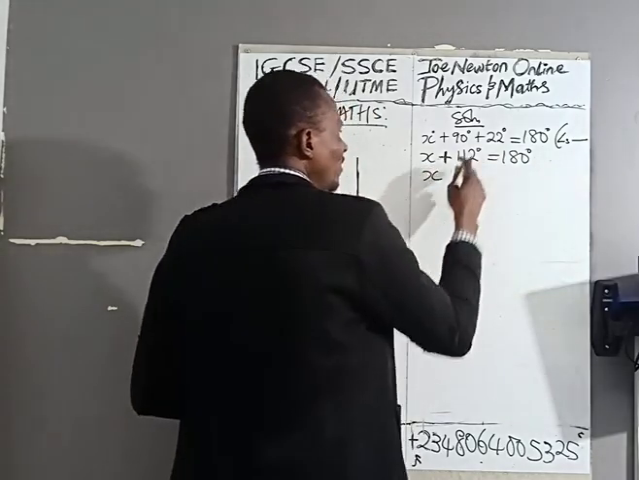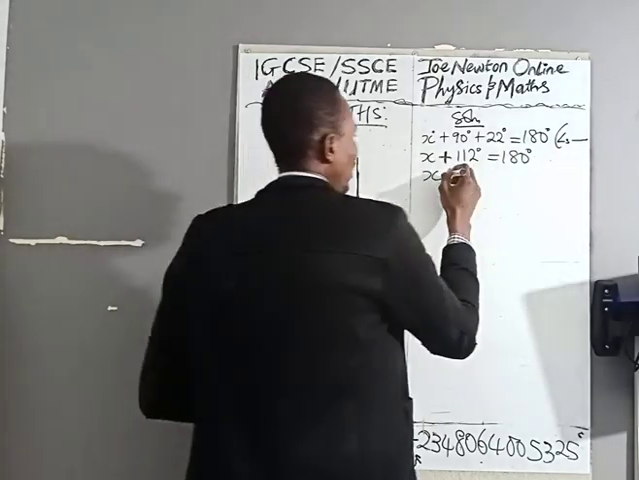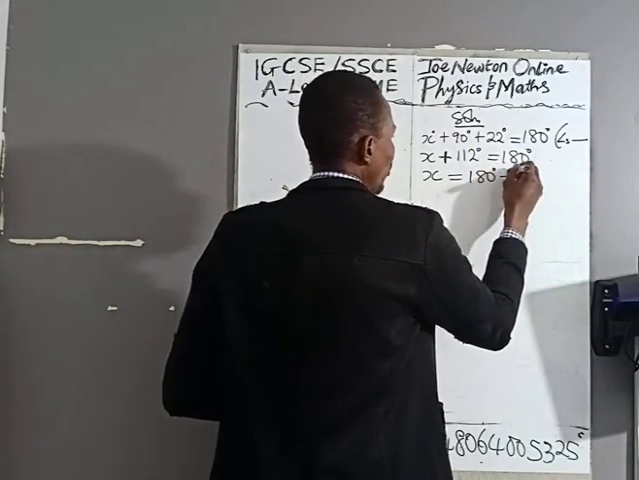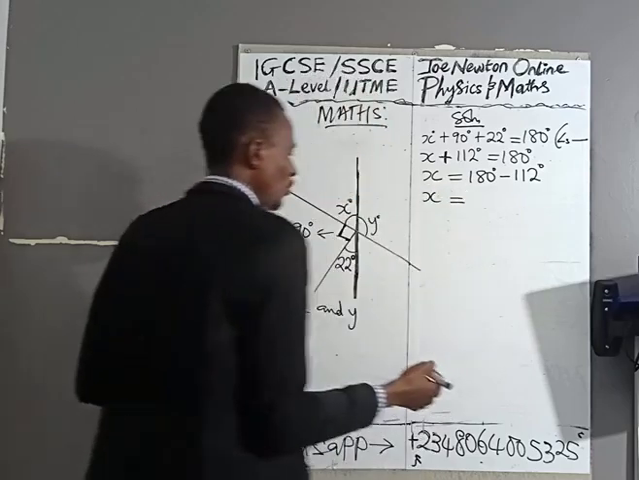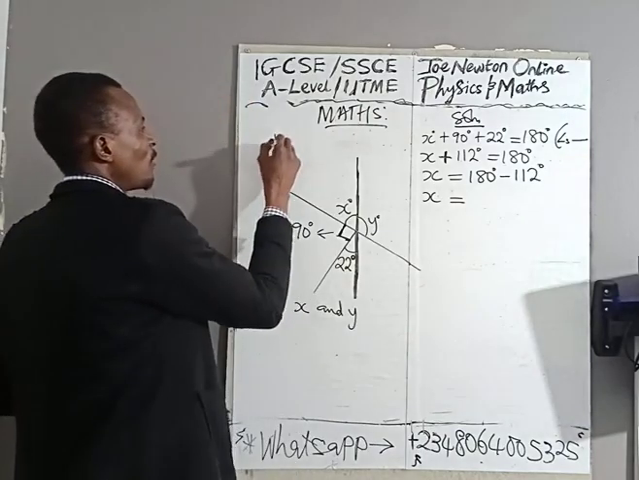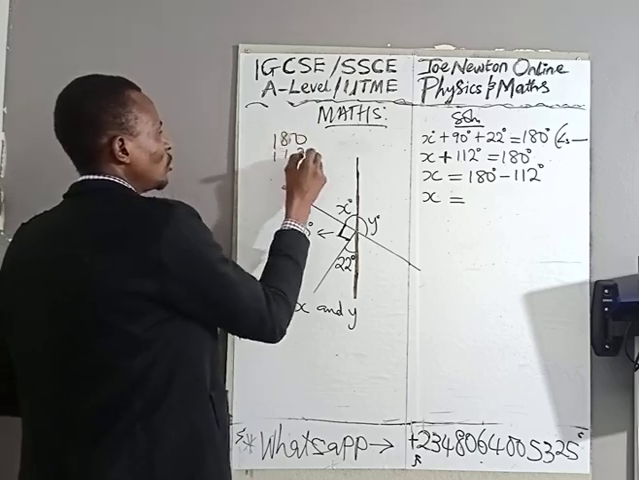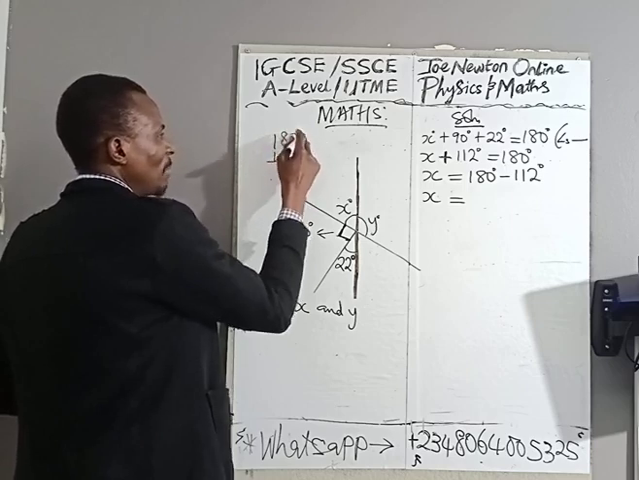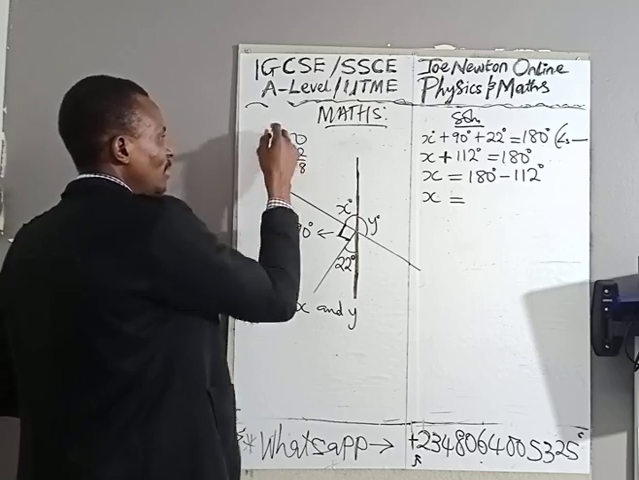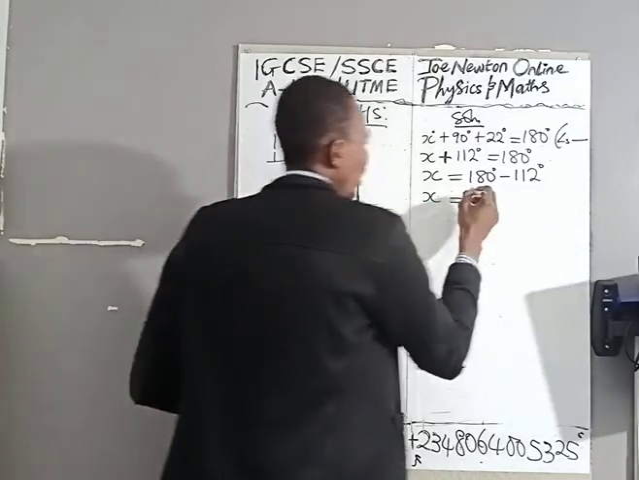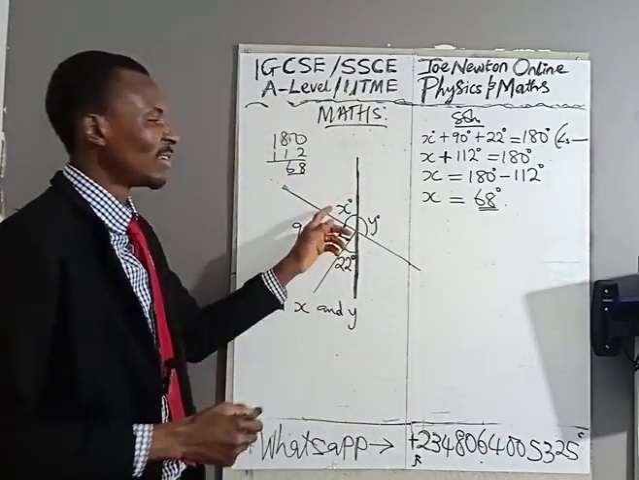To get the value of x, this will go over to this side. And because it has plus, when it goes over here, it becomes minus. We have 180 degrees minus 112 degrees. So x will be equal to, of course, when you do this like primary class, you have 180, you have 112. 10 minus 2, you have 8. Here remains 7, 7 minus 1, you have 6. This has gone, so we have 68. So x is 68 degrees. Good. So the value of x is 68 degrees.